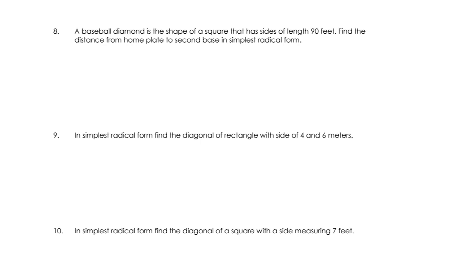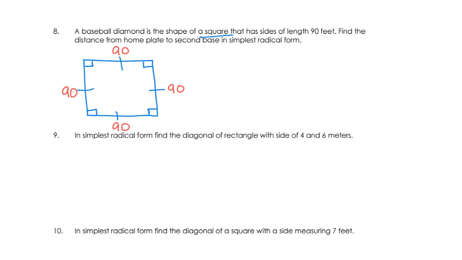All right, guys, we're on the back side of day 2 notes for Unit 8, and number 8 says that a baseball diamond is in the shape of a square. We know a square has all equal sides, and it also has 4 right angles. It has sides of length 90, so all of them are 90. And they want you to find the distance from home plate to second base in simplest form.